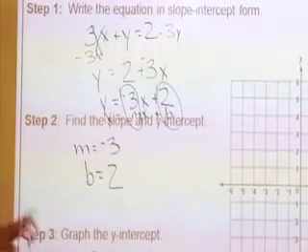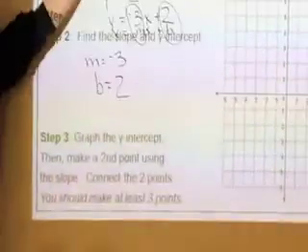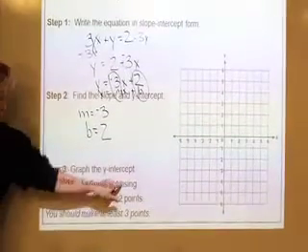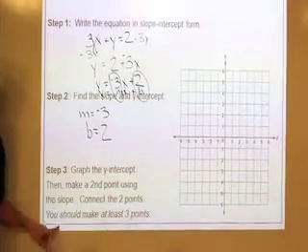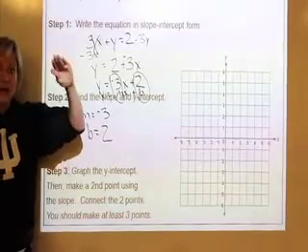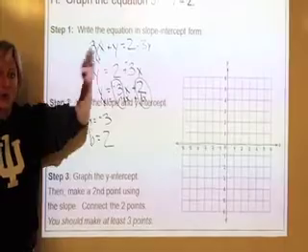So now the last part. Now you're going to learn how to graph it just using what we did. Graph the y-intercept, then make a second point using the slope. Connect the 2 points. You should make at least 3 points. The reason being, you know it's a linear equation. If you have at least 3, you know you're going along the same path.